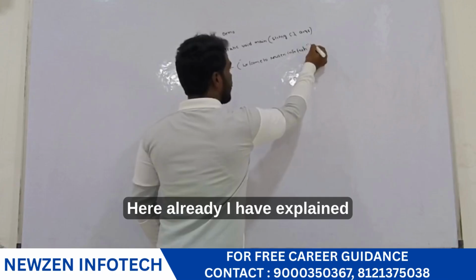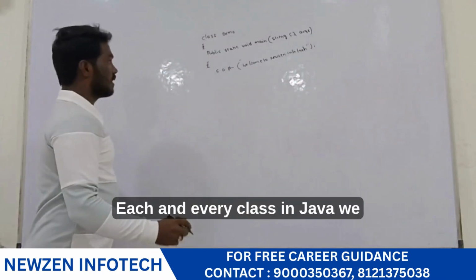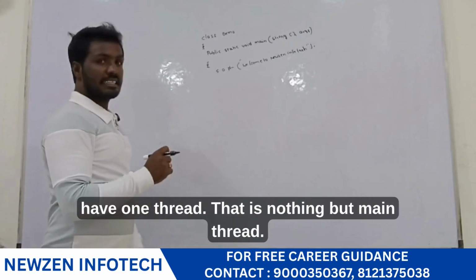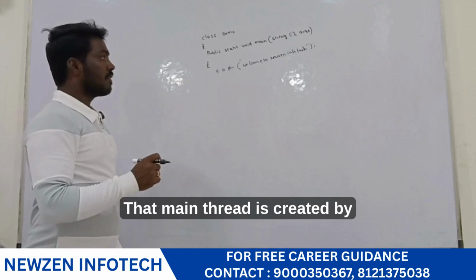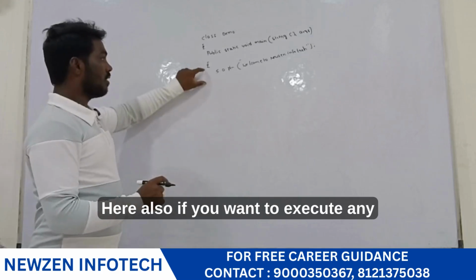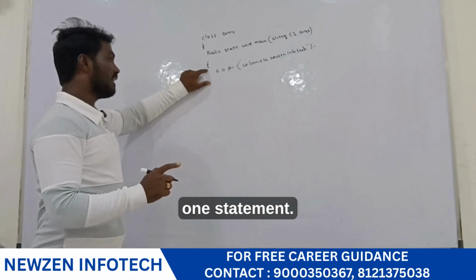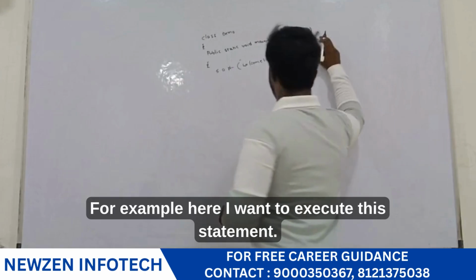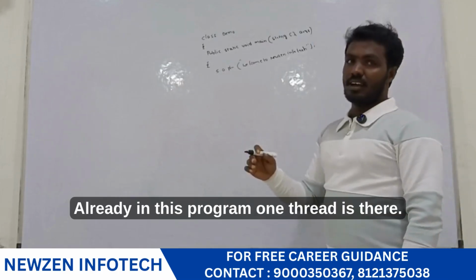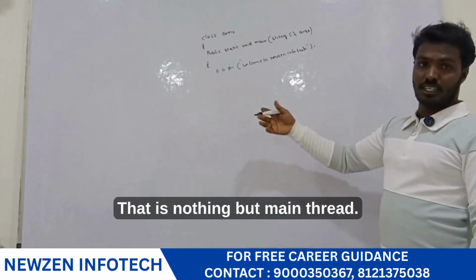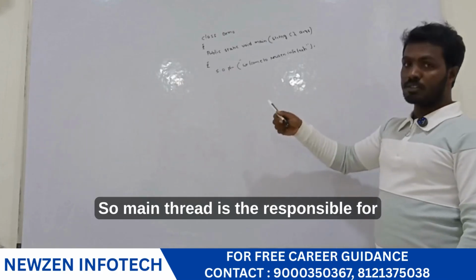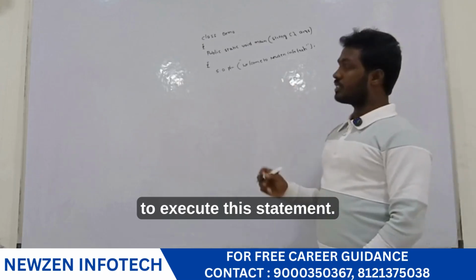Here I have already explained one thing. In every Java class we have one thread, that is the main thread. That main thread is created by the JVM. If you want to execute any statement, for example this statement, one thread is needed. Already in this program one thread is there, that is the main thread, so the main thread is responsible for executing these statements.